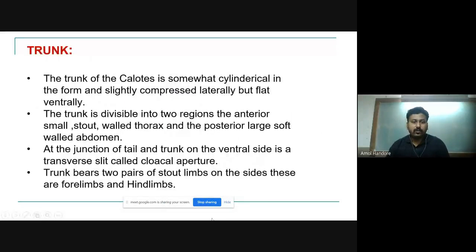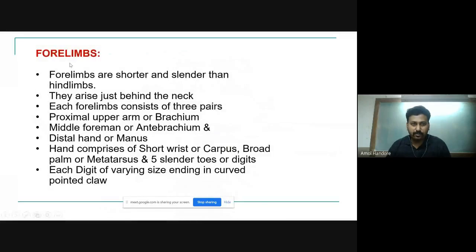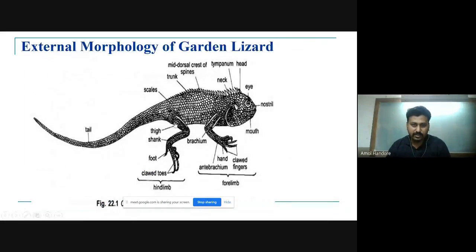Now, the trunk bears two pairs of limbs. As I already told you, there are two pairs of limbs, one pair of forelimbs and one pair of hind limbs. Now let's study the forelimbs. The frontal limbs, which are called forelimbs, are shorter than the hind limbs. They are shorter as well as slender. If you compare their size, the hind limbs are much broader, and the forelimbs are slender, and in length the forelimbs are shorter than the hind limbs.